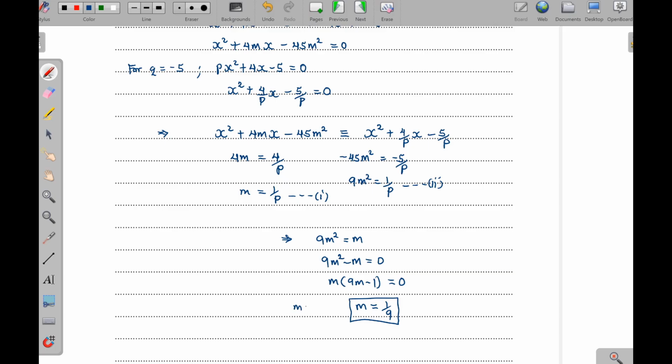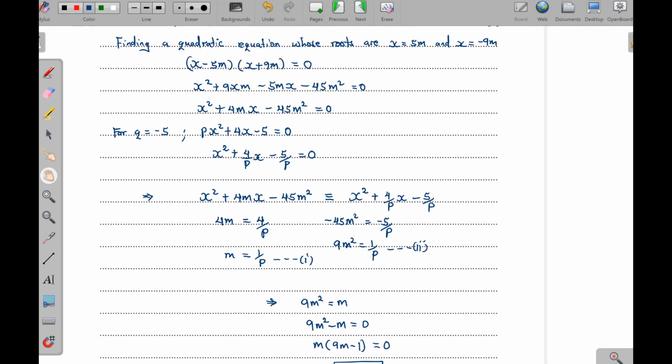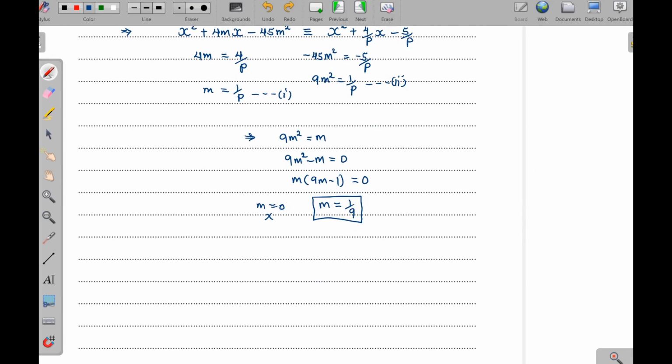m can also be equal to 0, but this one is rejected because if m is 0, then we are going to have a 0 here and a 0 here. You are only having x squared, okay? And yet, this other one here has gotten the terms in x and the constants. So we are taking 1 over 9.